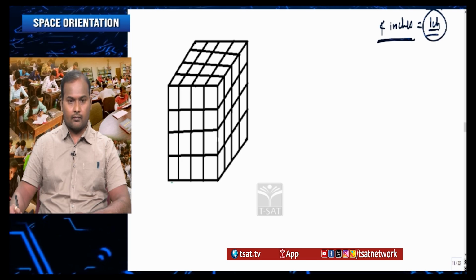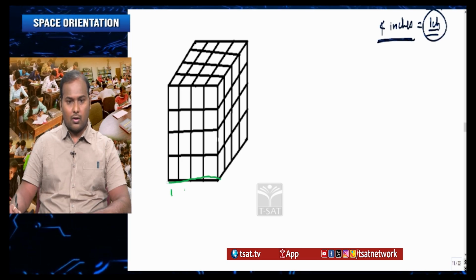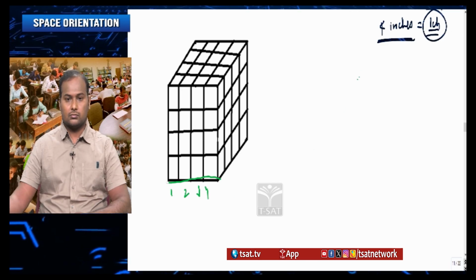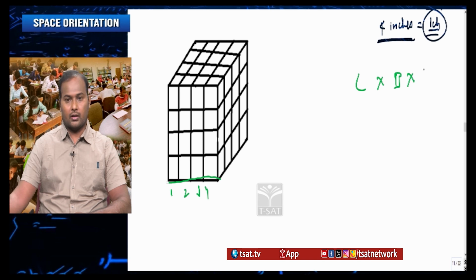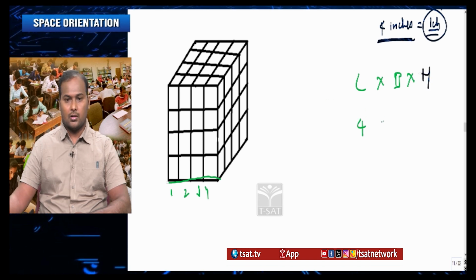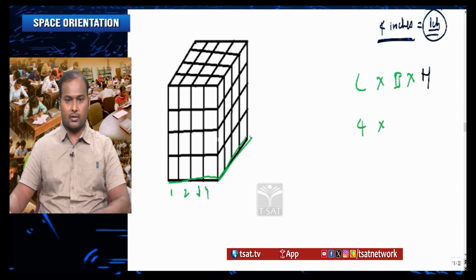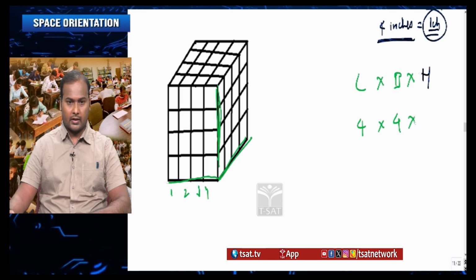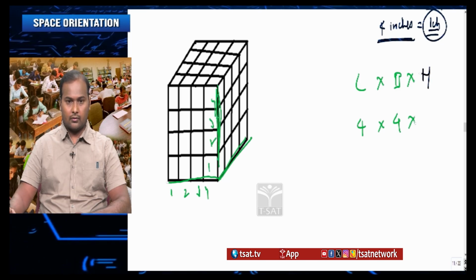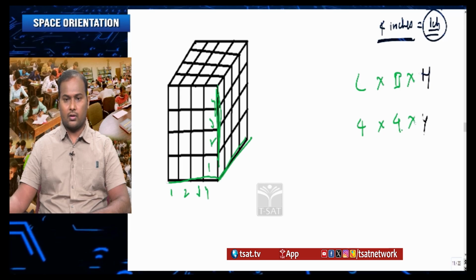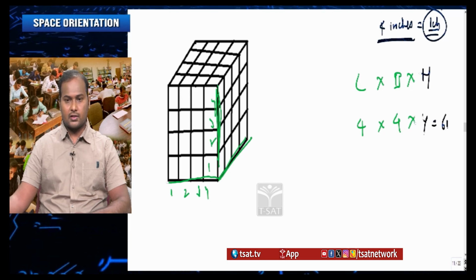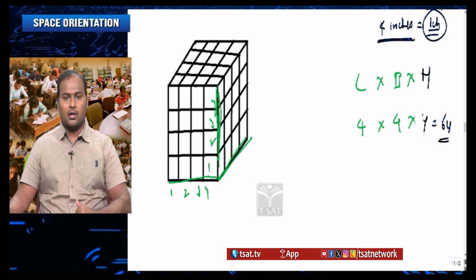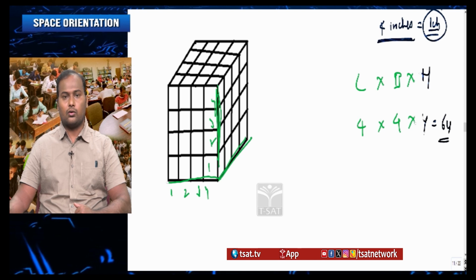So we know that it has length. Here length is how many? 1, 2, 3, 4, because 4 centimeter each into 1 centimeter. So length, breadth and height. So length is 4, breadth is also 4. And what about height? Height is also 1, 2, 3, 4, so it is also 4. So 4 into 4 into 4, that is 64. So if the examiner asks how many small cubes are possible, meaning a cube of 4 centimeter is taken and cut into 1 centimeter size.